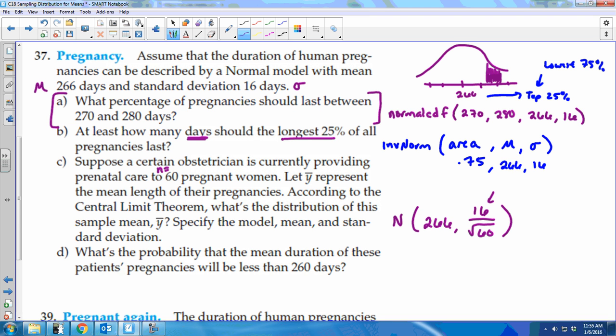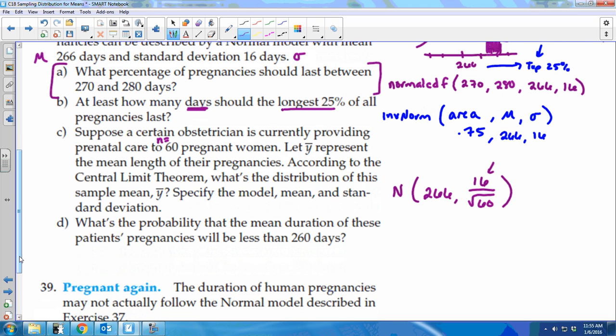All right, so on D, what's the probability that the mean duration of these patients' pregnancies will be less than 260 days? How do I calculate that probability? What do I do? Normal CDF. What's your lower boundary and what's your upper boundary? Negative infinity to 260. And then we would use our mean of 266 and our standard deviation of 16 divided by the square root of 60. Right? Just like your homework last night, just we have a different formula for the standard deviation.